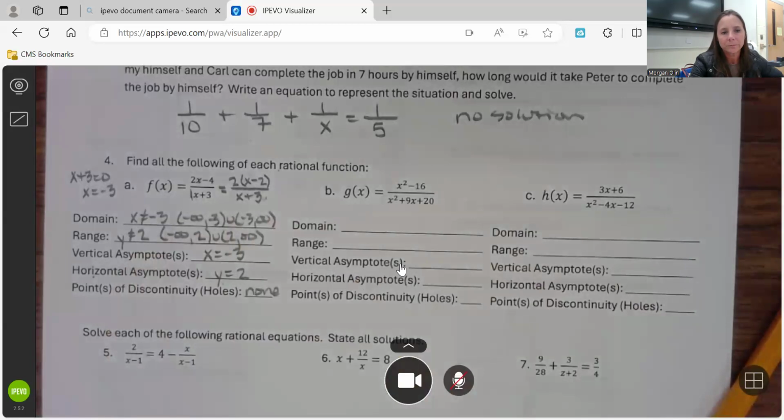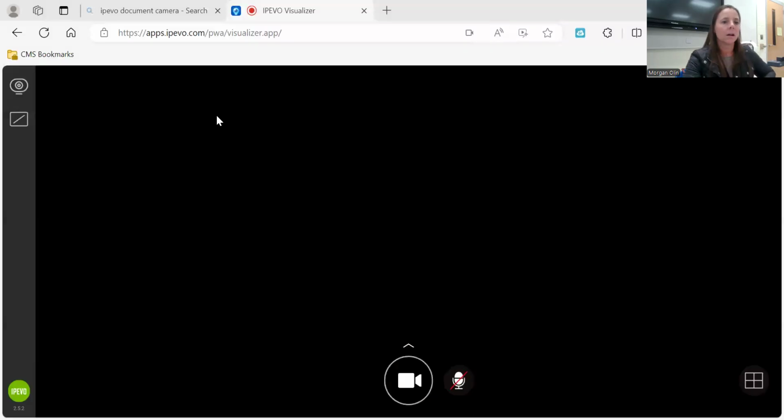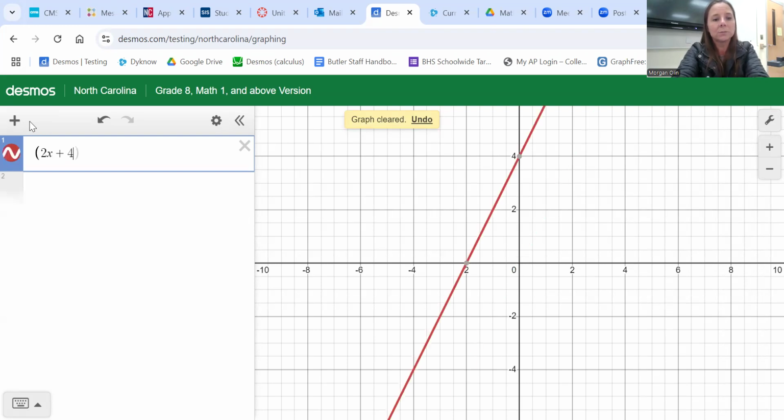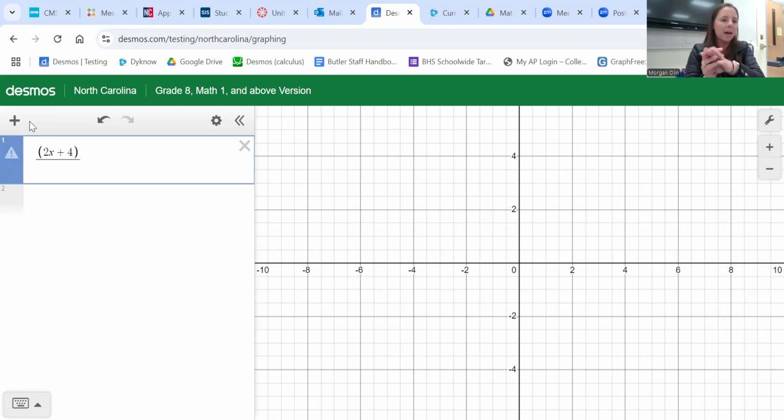All right, now, if you want to go to the graph for it, we can graph this. Even if you didn't know how to factor it, you can find most of these. It's the holes that are the issue. So 2x plus 4, put the numerator in parentheses, and then divide.